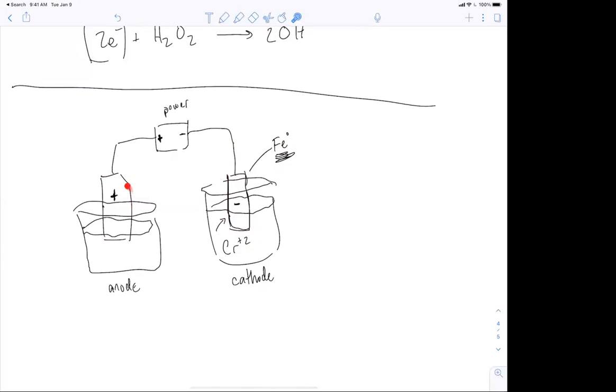And then over here, I'm not sure what practically this is set up as, but maybe you have some sort of sacrificial anode over here that you use as a source for the chromium. But you might be able to just plug it into an outlet or something. I don't know enough about electricity to say for sure. But yeah, that's basically it.